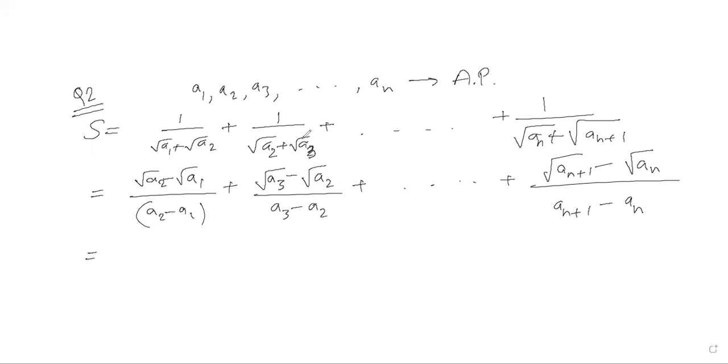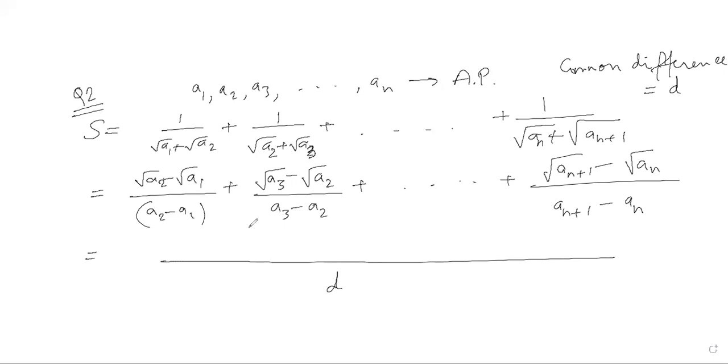Now, we know that this series is an arithmetic progression. Suppose we assume that the common difference in this AP is D. Let's suppose the common difference is D. Now A2 minus A1 will also be equal to D. A3 minus A2 will also be equal to D. AN plus 1 minus AN is also equal to D. So for each term, we get the denominator as D.